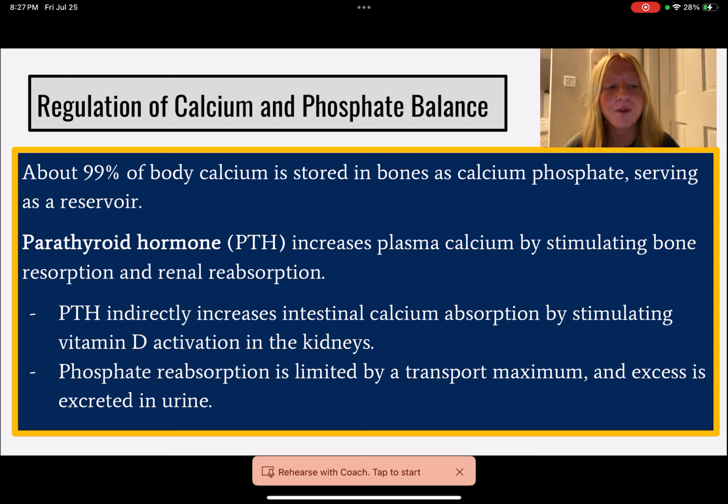Regulation of calcium and phosphate balance. About 99% of calcium is stored in the bones as calcium phosphate, serving as a reservoir. The PTH increases plasma calcium by stimulating bone resorption and renal reabsorption.